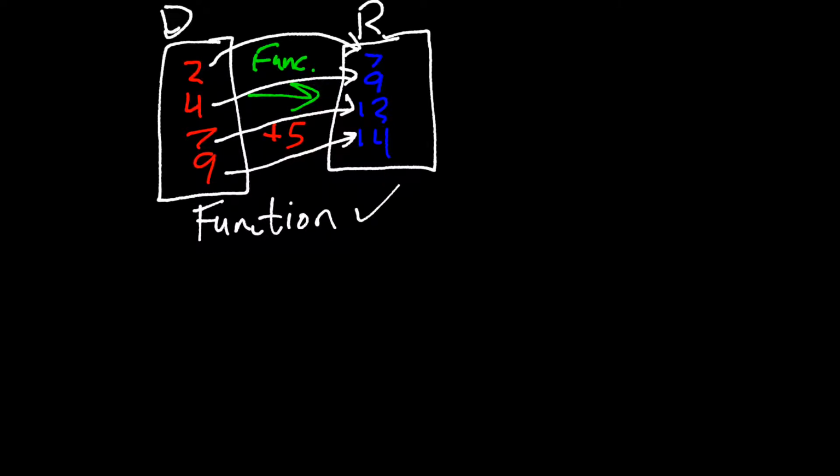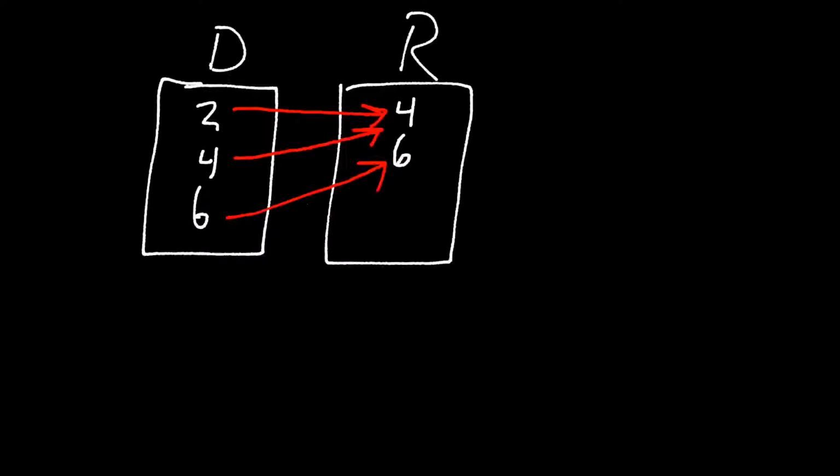So let's take a look at a little bit different of a picture here that is still a function. In this domain and range map, we see that the domain of 2 partners up with 4, and the domain of 4 also partners up with 4. And then 6 has its own partner of 6. Now, I don't have an actual function that we're going through, but I'm just trying to show that you can have multiple domains create the same range. That is okay. This is still a function.